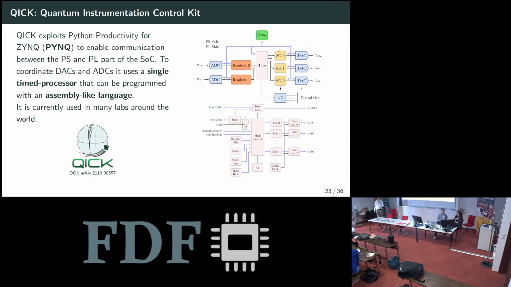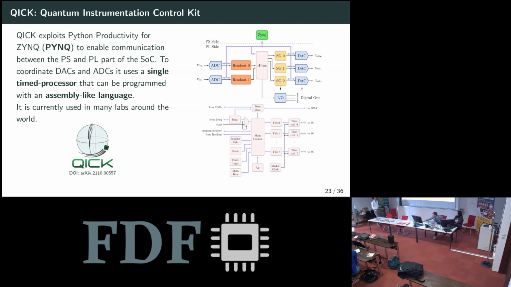So we started to use QICK, which is developed at Fermilab. They provide, using PYNQ, a firmware. It's open source, although not open to collaboration, and a first-level software in Python. Something peculiar to QICK with respect to the other solutions is that the QICK firmware is based on a single time processor, that can be coded in an assembly language and instruct the different channels, so the different DACs and ADCs for the control of qubits.